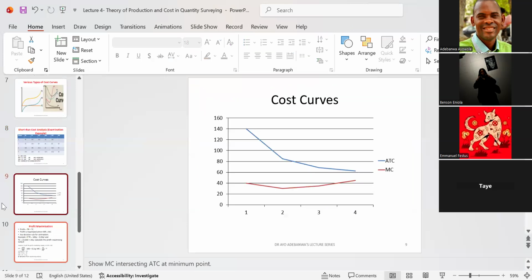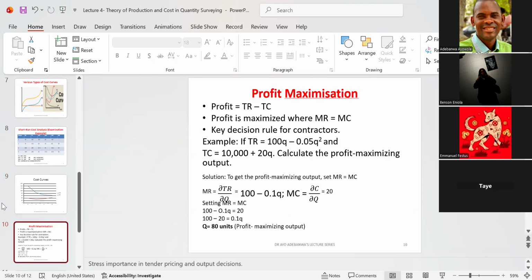So this is the graph. If you decide to plot the graph, it will look like this. Then let's look at profit maximization. That's another aspect of the topic, and that talks about profit. So profit is equal to total revenue minus total cost. Profit is maximized where MR is equal to MC. And the key decision rule for contractors is that you must maximize your profit.